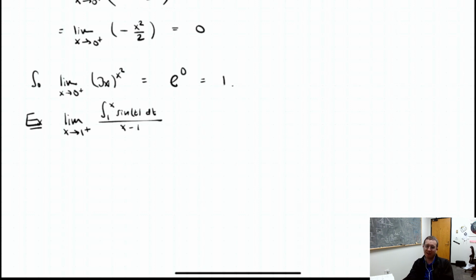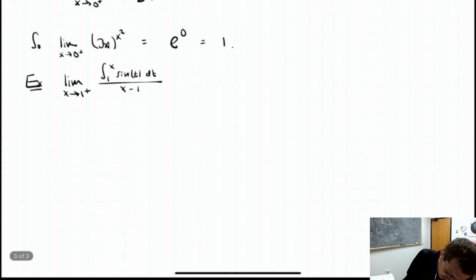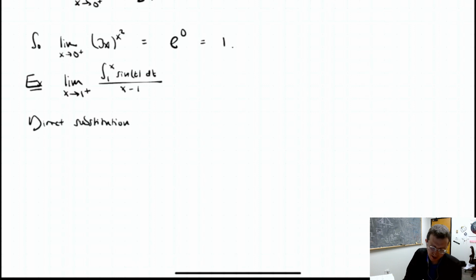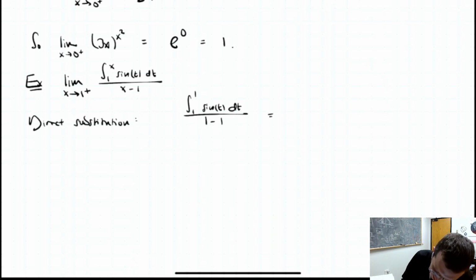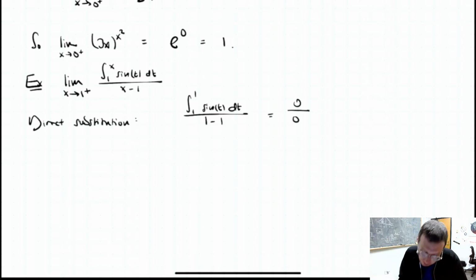Okay, what's the first thing you try? Direct substitution. That strategy doesn't change just because we have an integral inside the limit. We're still going to try direct substitution. I'm going to try plugging in 1 for x. And this integral is very easy to do because it's an integral from 1 to 1, which is guaranteed to give you 0. There's no width to this region. There could not possibly be any area. And 1 minus 1 is 0. So we have a 0 over 0, which means we can use L'Hopital's rule.